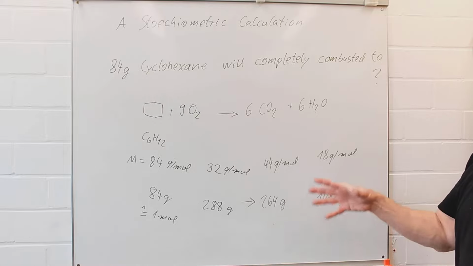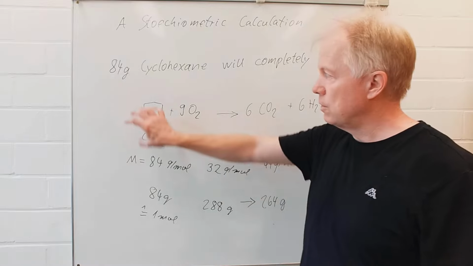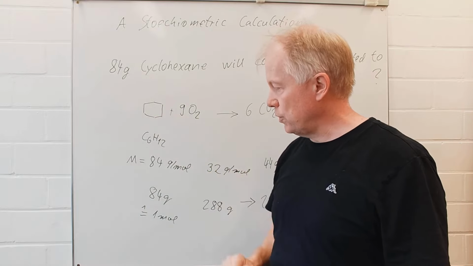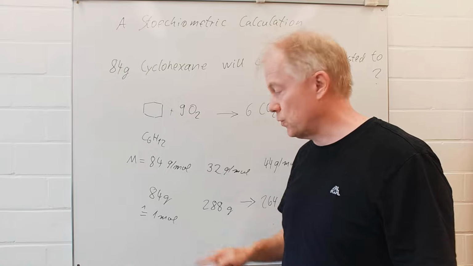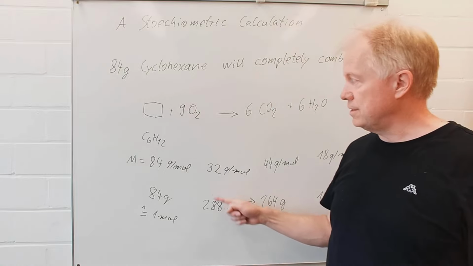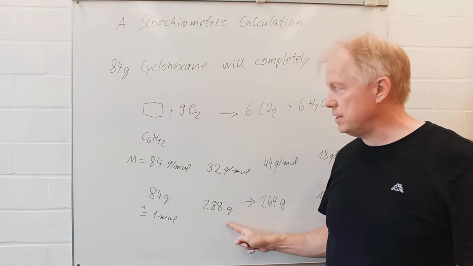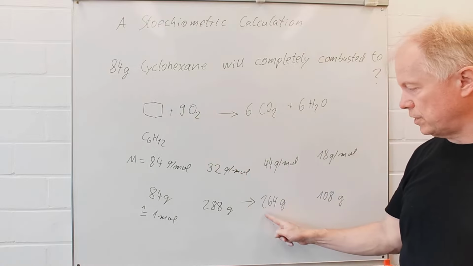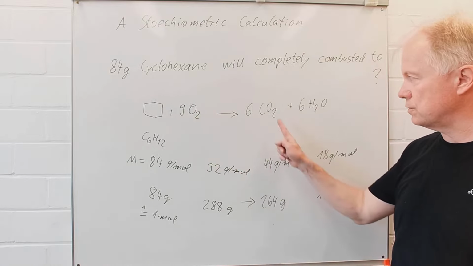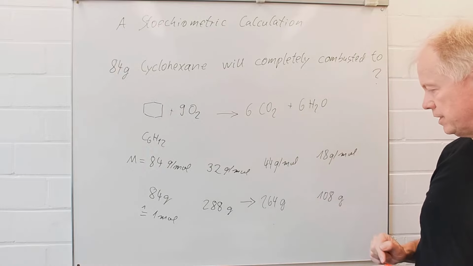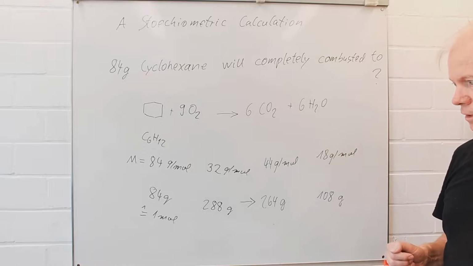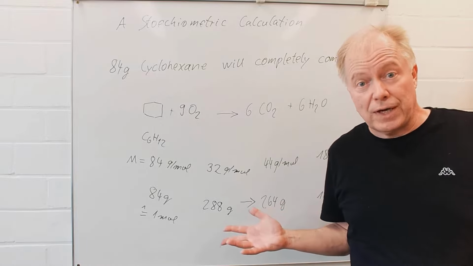So, at the end, now we know 1 mole of cyclohexane, 84 grams, needs 288 grams of molecular oxygen to give 264 grams of CO2 and 108 grams of water. That's it. Thanks for listening.